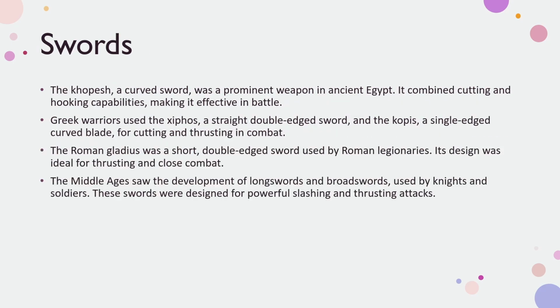Let's look at some examples of swords. The khopesh, a curved sword, was a prominent weapon in ancient Egypt. It combined cutting and hooking capabilities, making it effective in battle. Greek warriors used the xiphos, a straight, double-edged sword, and the kopis, a single-edged curved blade, for cutting and thrusting in combat. The Roman gladius was a short, double-edged sword used by Roman legionaries. Its design was ideal for thrusting in close combat.